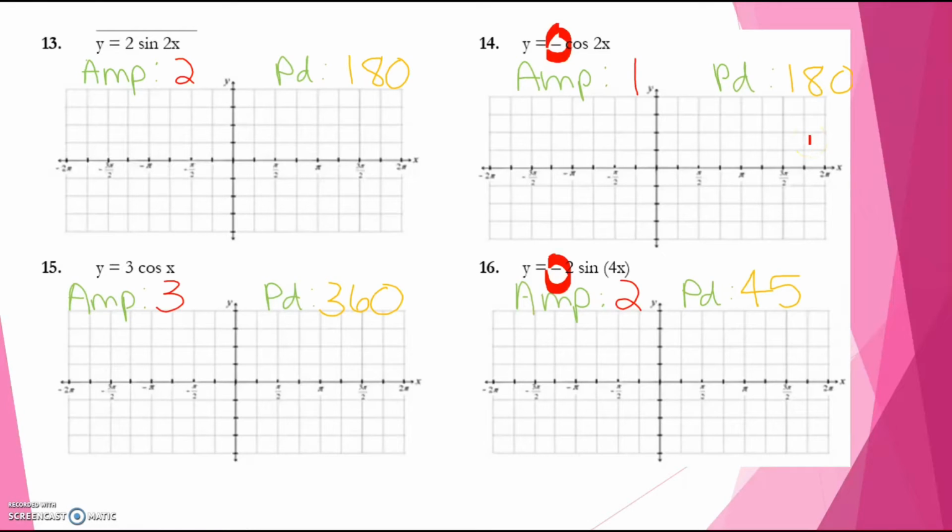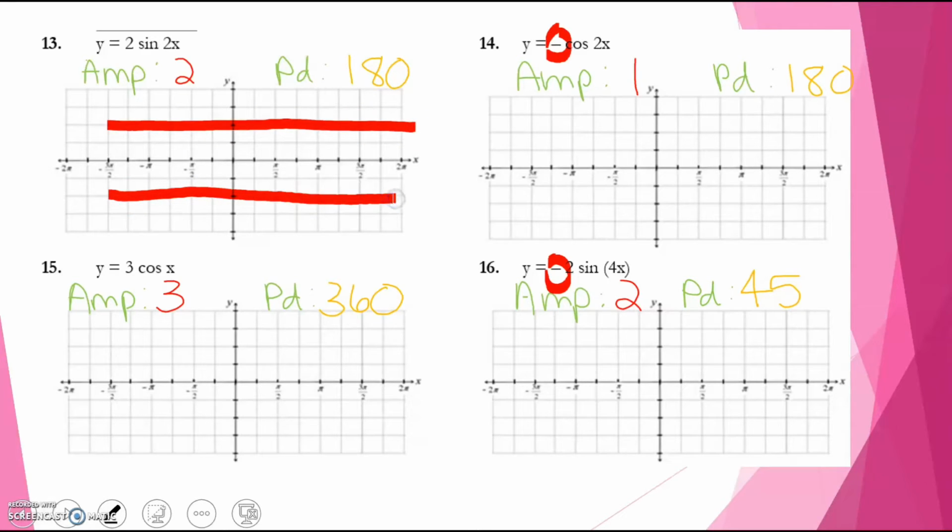So for number 13, the amplitude is 2. So that means it's going to be 2 high and 2 low below the equilibrium in the middle. Period is 180. So that means it's always going to start there. 180 is the same thing as pi, so that means it ends there. So then I draw within my box the sine graph. So remember, sine starts in the middle, has a mountain first, crosses through the middle, has a valley, and then ends at the middle. So that is the first one.